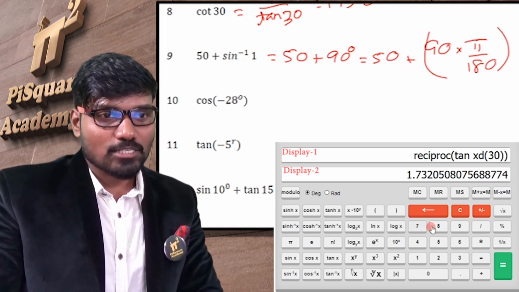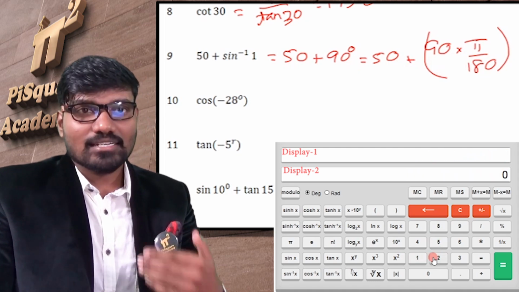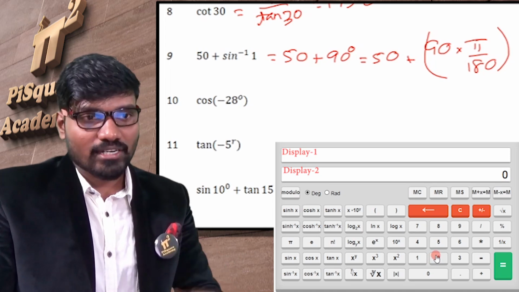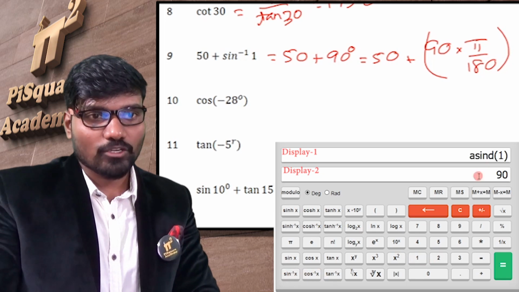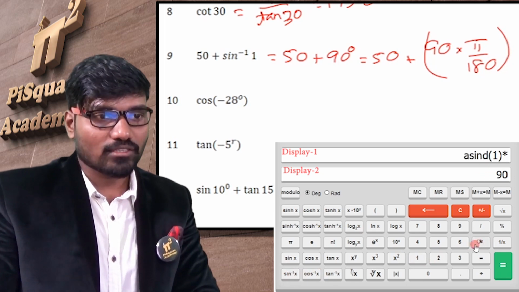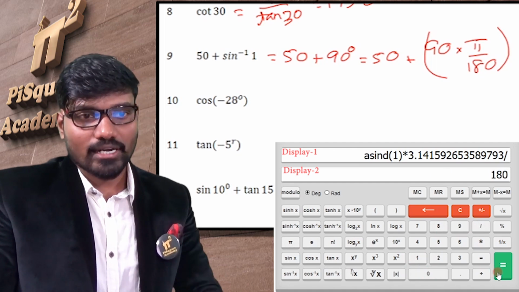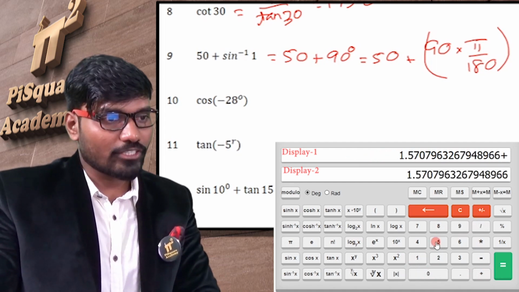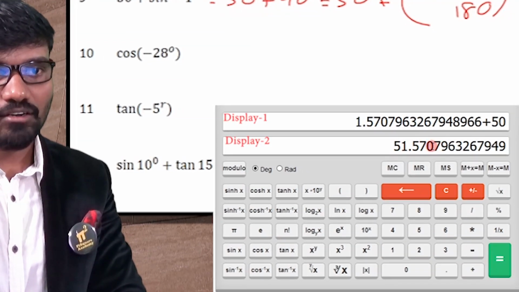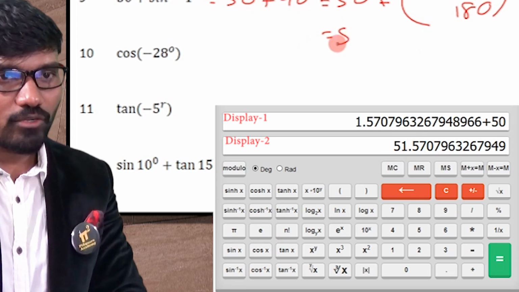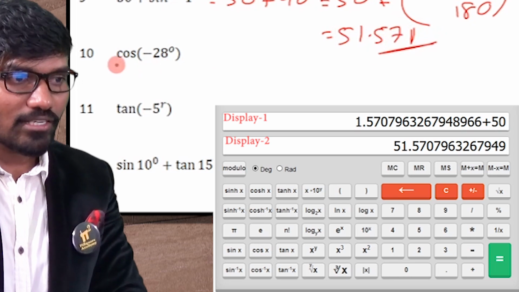So let's perform the same here with the calculator. So 50, first I need to find the sine inverse 1 value. Though I know, let's find it. 1, sine inverse. This is the value I got. Now I should multiply this with pi by 180 so that I have converted the degrees into radians. Now I'll add 50 to it. So the answer is 51.571. Let's try this.